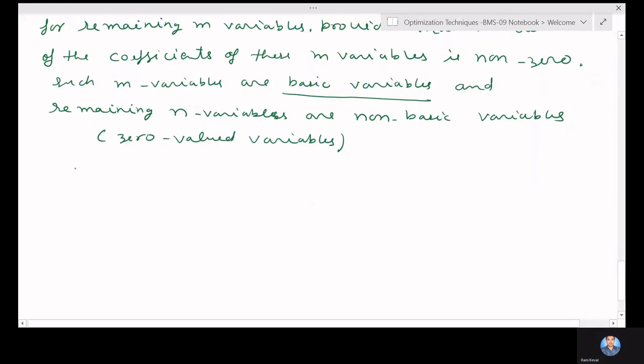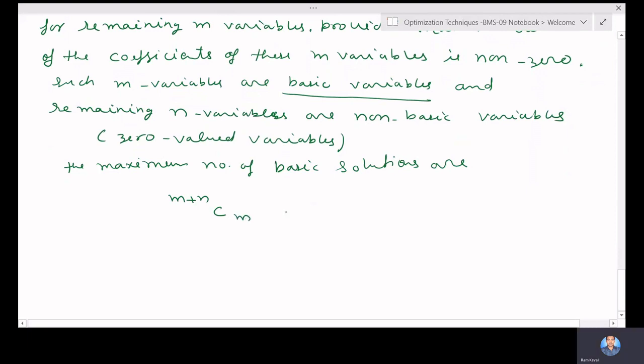The maximum number of basic solutions are m plus n C m. We can write here (m plus n) factorial upon n factorial and m factorial. So the maximum number of basic solutions are m plus n C m.